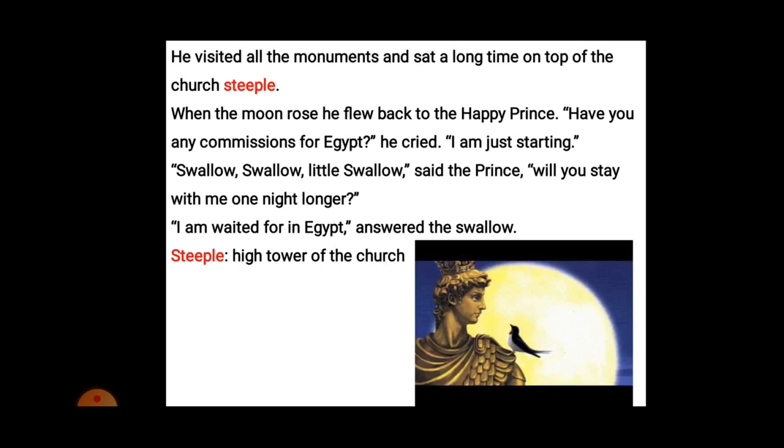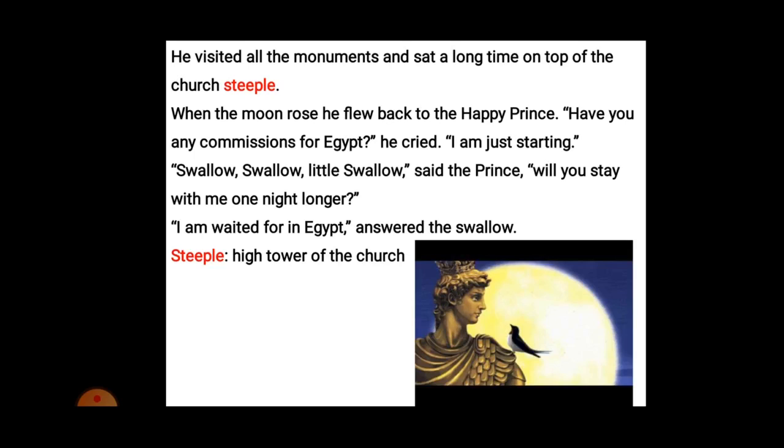Now again that swallow wanted to fly back to Egypt to his friends. But when he was about to start the journey, first he came to that happy prince and asked him if he had any commission for Egypt, if he wanted to tell or command anything. So the happy prince replied, "Swallow, swallow, little swallow, will you stay with me one night longer? Can you stay with me just for one night more?" Then the swallow replied that he is being waited for in Egypt. His friends are waiting for him. He has to go to Egypt.